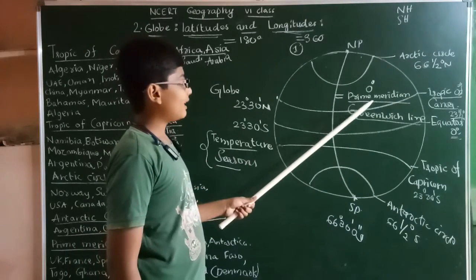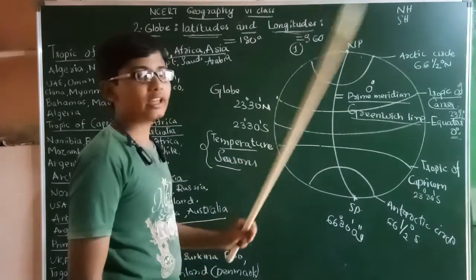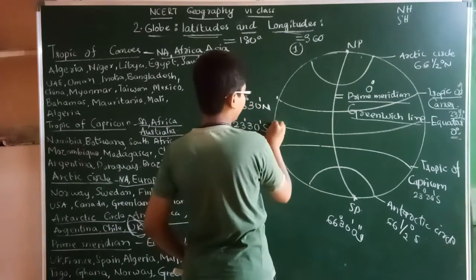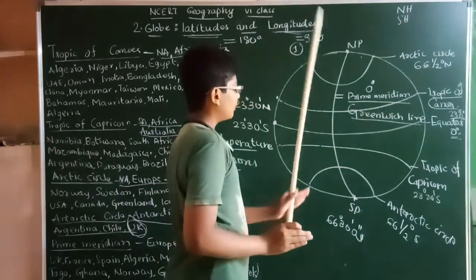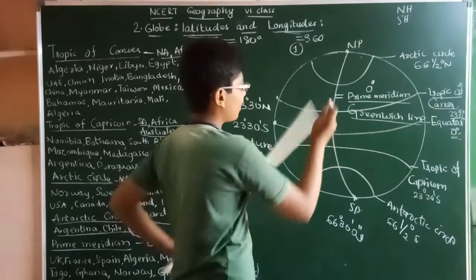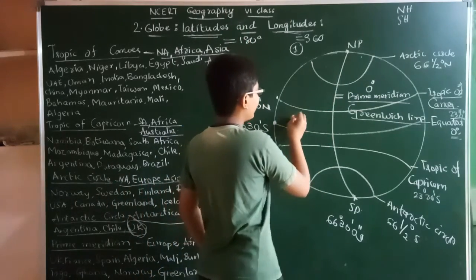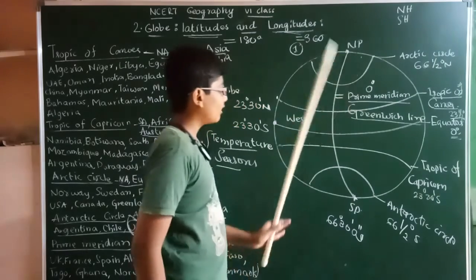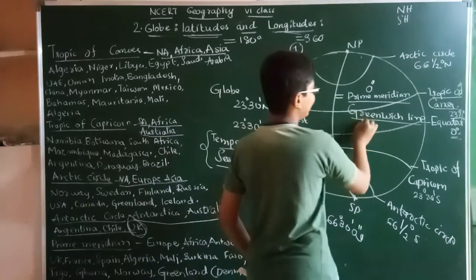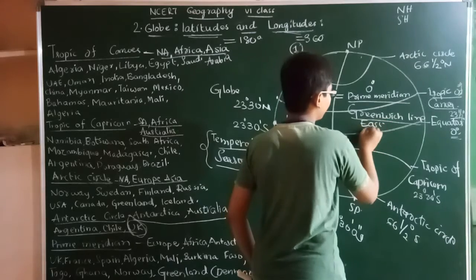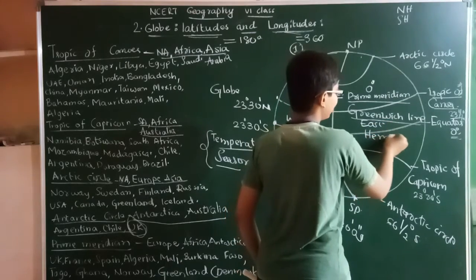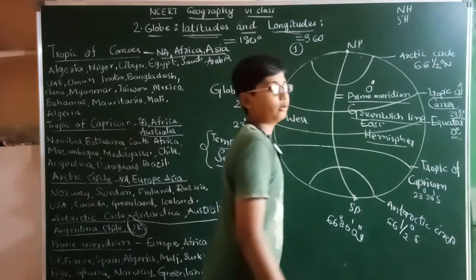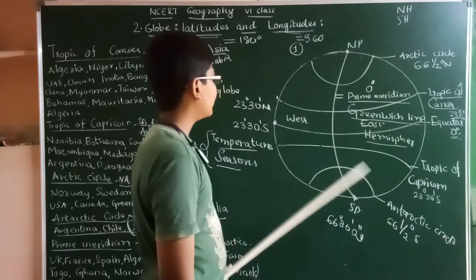Now, the prime meridian divides the earth into two equal parts. From the prime meridian, if you see, the left side we call the west hemisphere, and the right side we call the east hemisphere. Our India is in the east hemisphere.